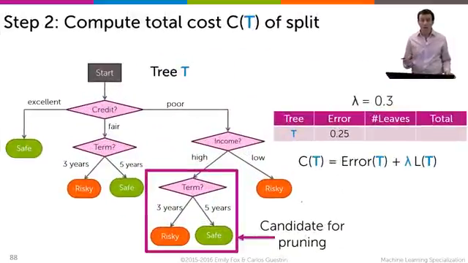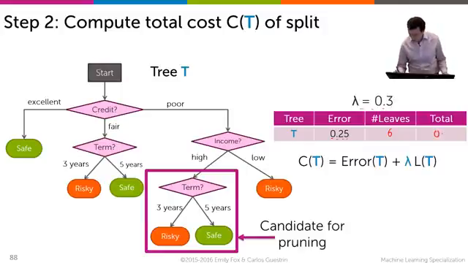Well, we can use our cost function to figure out what to do. So let's say that the tree that showed everything here has an error of 0.25 on the training data, but we're trying to decide whether to do the split or not. Well, let's see how many leaves we have. We have 1, 2, 3, 4, 5, 6 leaves. And if we use a lambda of 0.3, then the total here, the error plus lambda times the number of leaves, will be 0.25 plus 0.18, which is 0.43. So that's the grand total here.